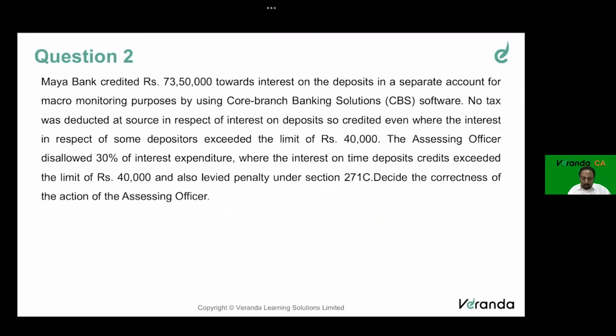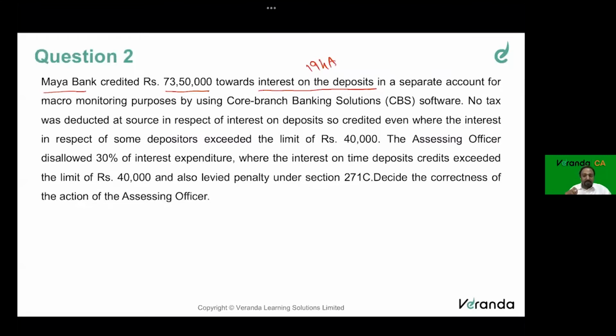So this question 2 is basically about a bank, Maya Bank, as credited. So Maya Bank is paying interest, 73.5 lakhs towards interest on deposits, right? So what is interest on deposits? It is 194A. So whenever interest on deposits is paid to the concerned person, TDS must be deducted. So when a bank is paying to its account holders or deposit holders, TDS must be deducted under section 194A.